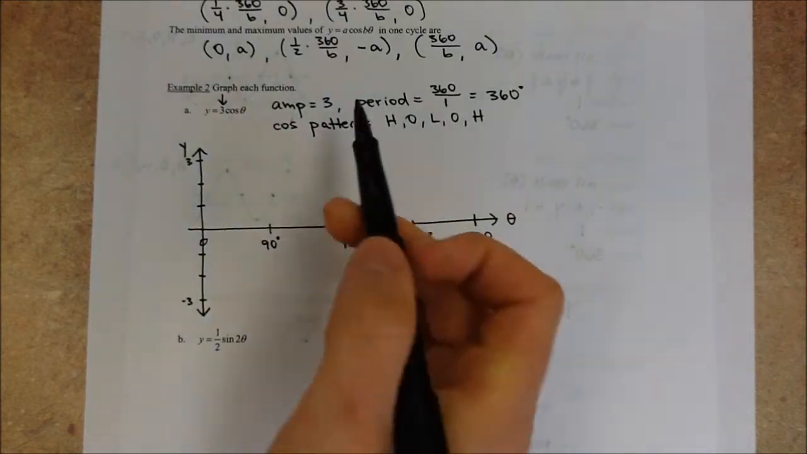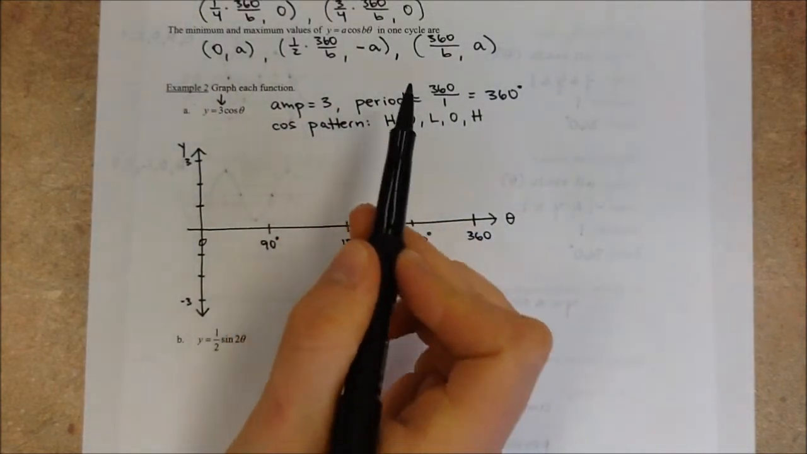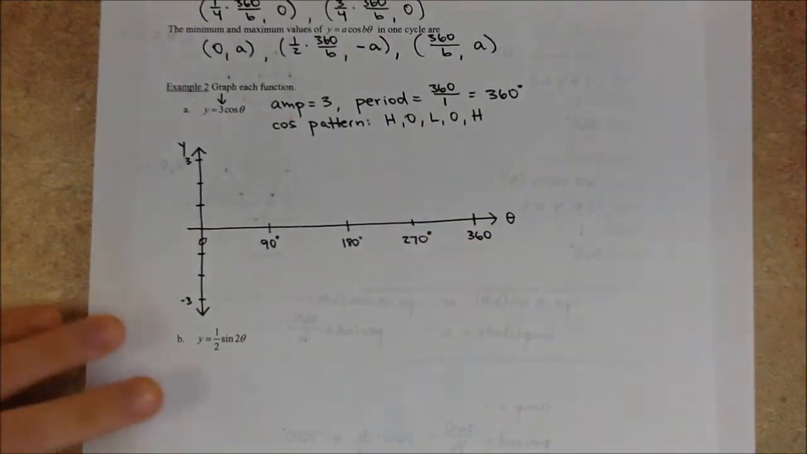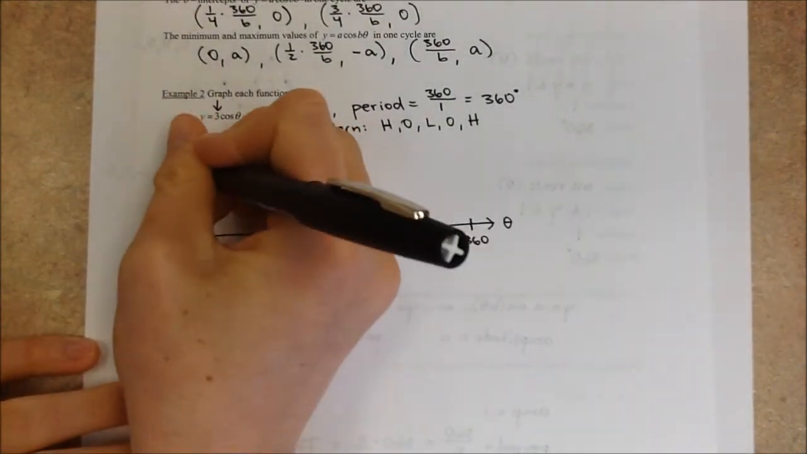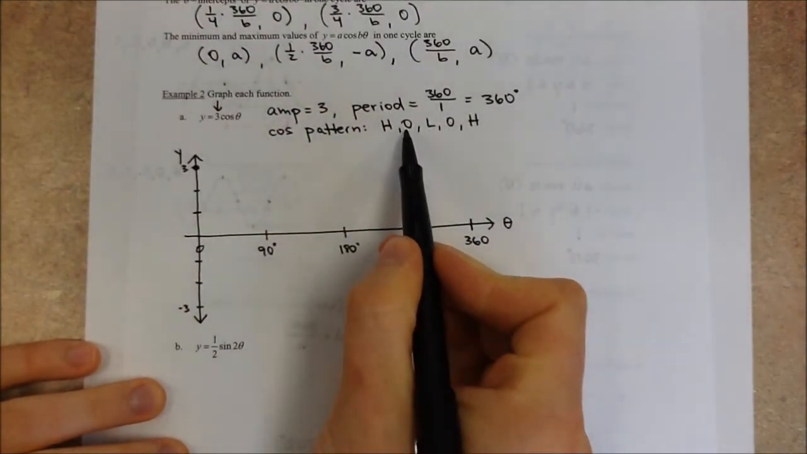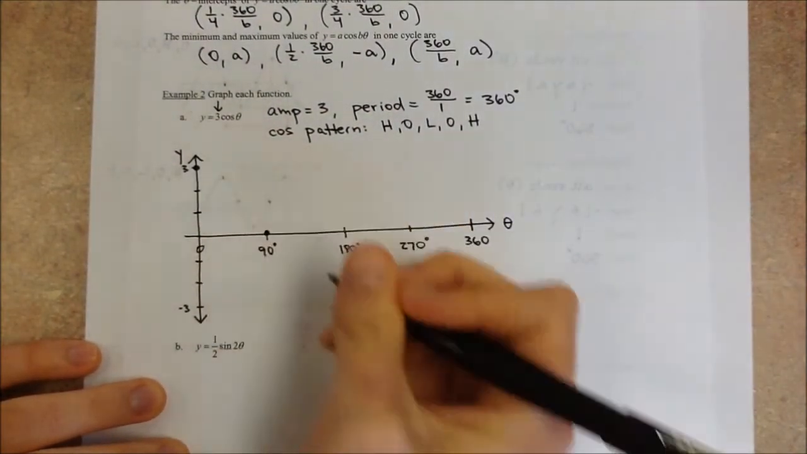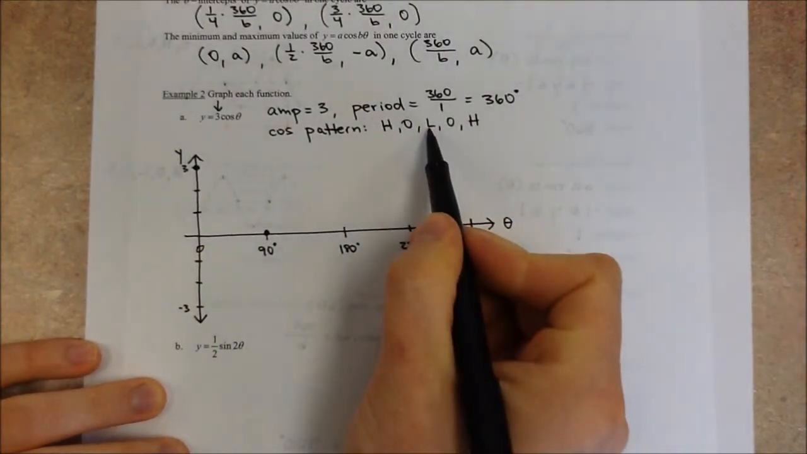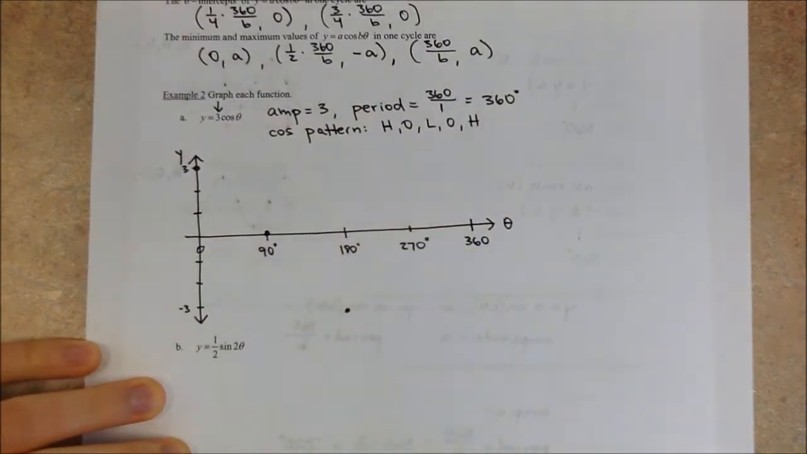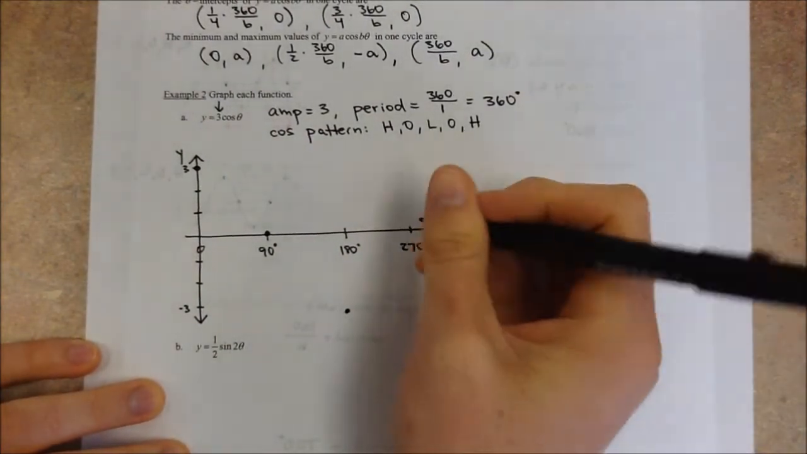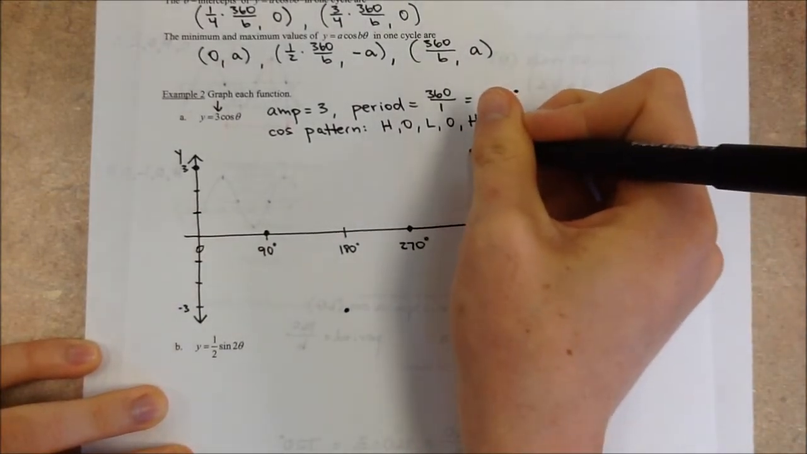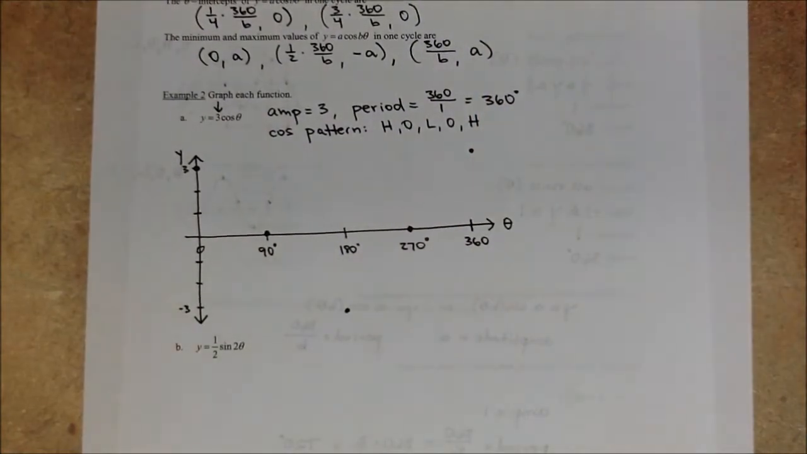Okay, so mark it up. The amplitude helps you mark the y-axis, the period helps you mark the theta axis, and then you follow your pattern. So first you are at the high point. At angle number 1, you're up at the high point, which is 3, because that's my amplitude. Point number 2, you're back at 0, so that's right here. Point number 3, you go to your low point. So halfway mark, we go down to our low point, which is at -3. Back to 0 for point number 4, and for point number 5, we're at our high point, which is back up here at +3.